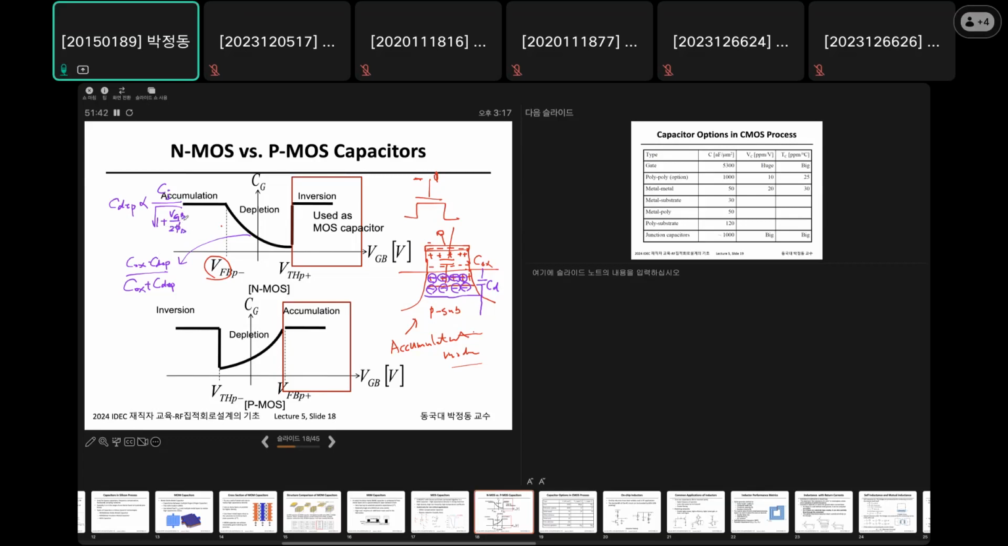Therefore, as the VGB increases, C depletion is reduced. Once it reaches the threshold voltage, naturally it forms a channel at the surface. Therefore, you don't see this. We only see this, right? That's why it looks like this.